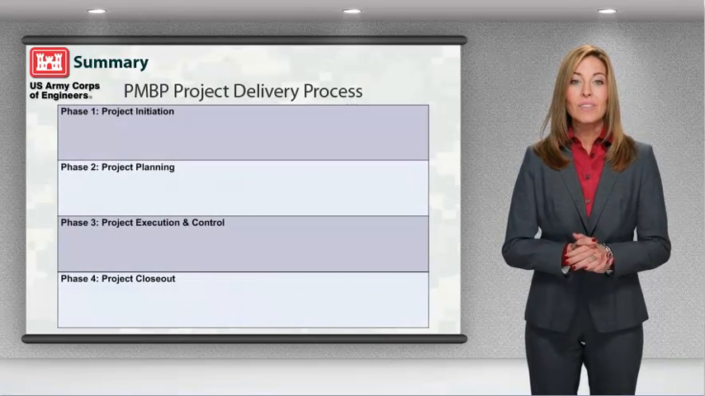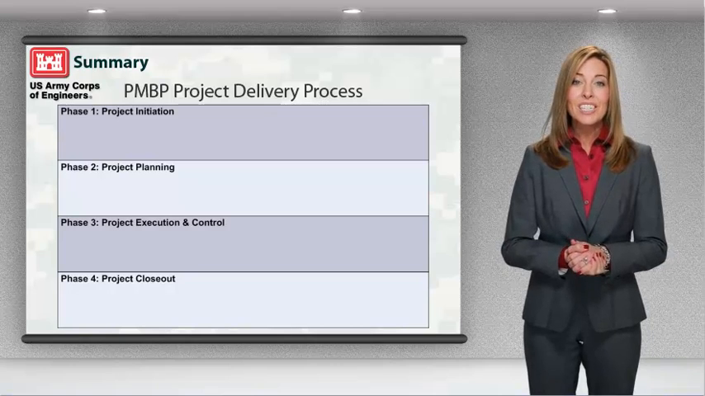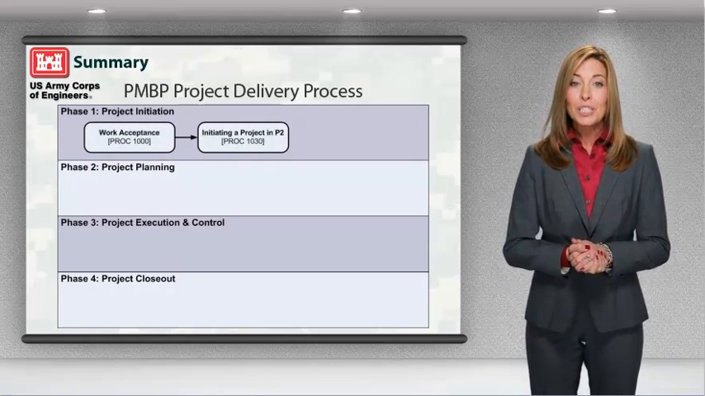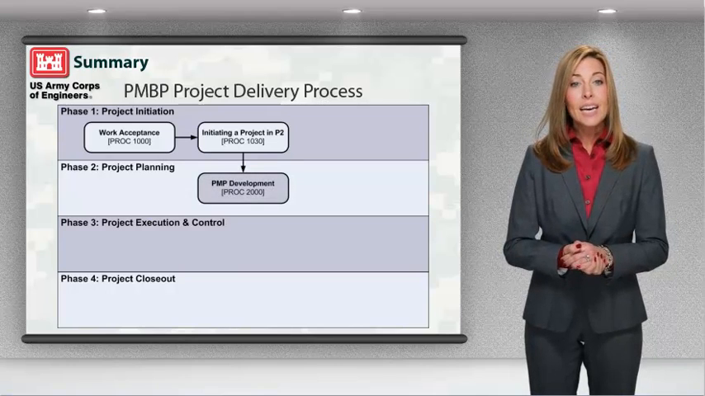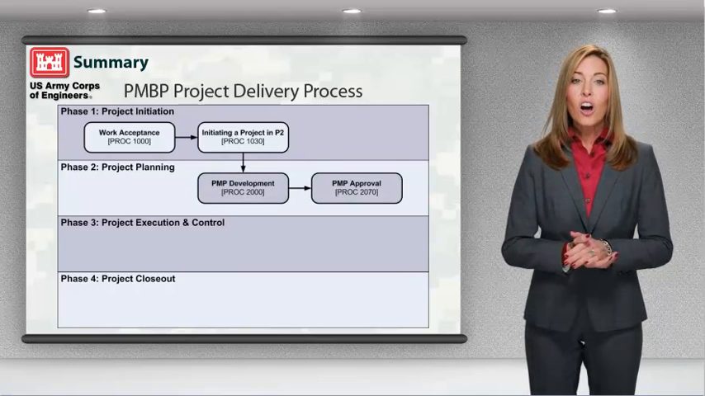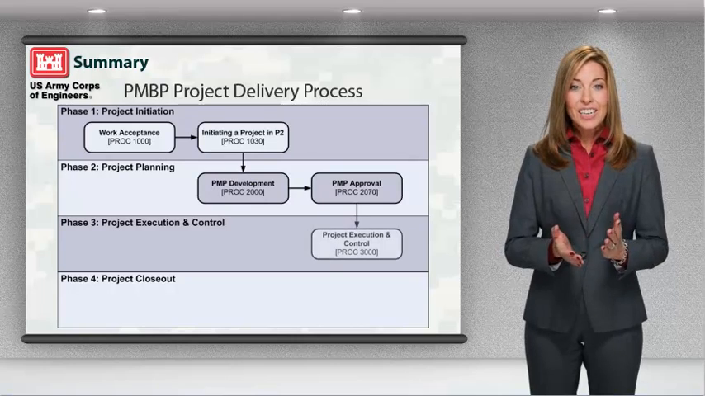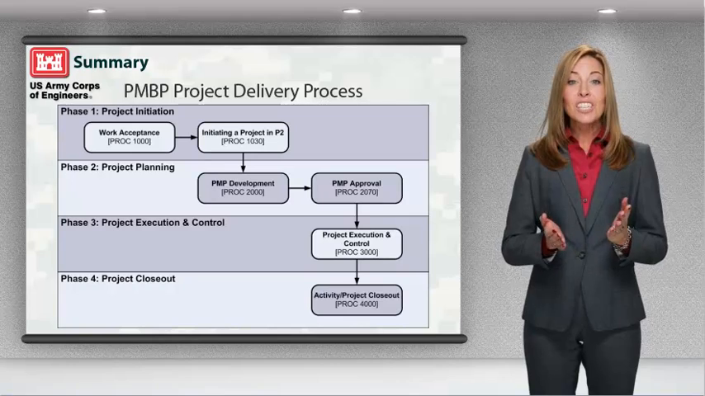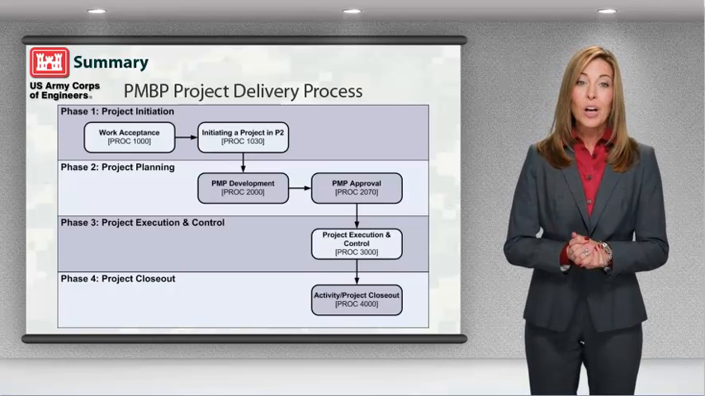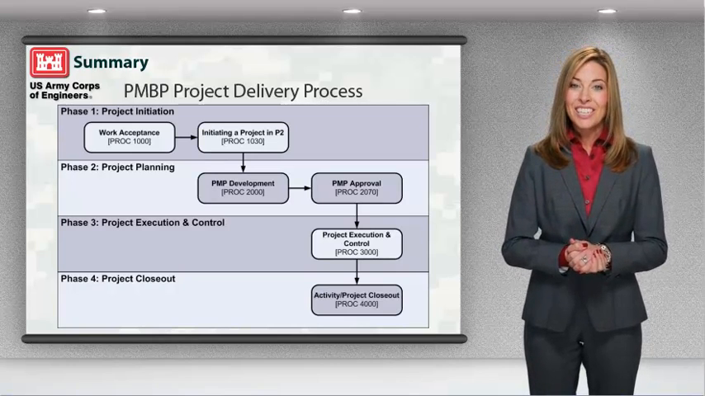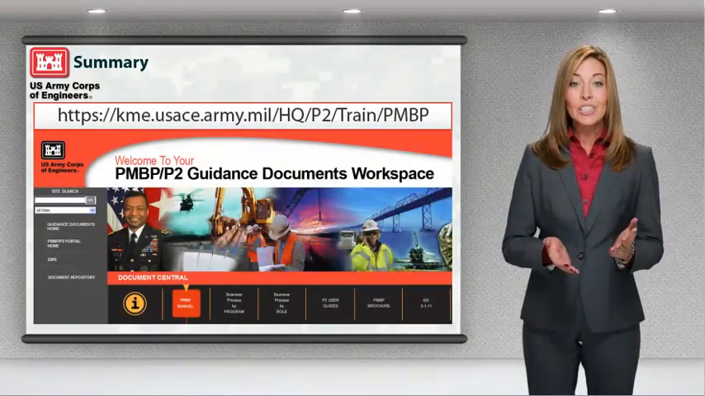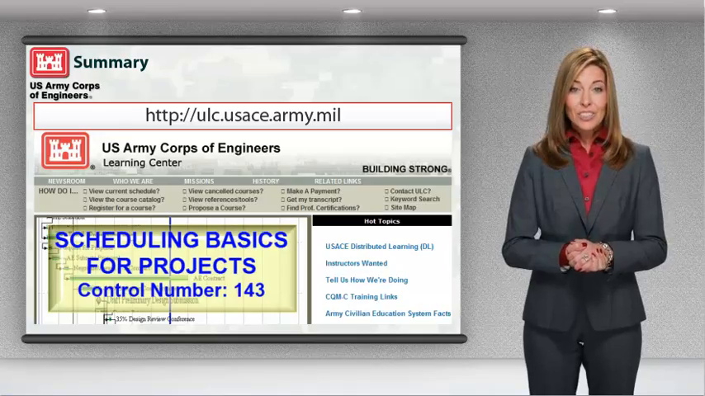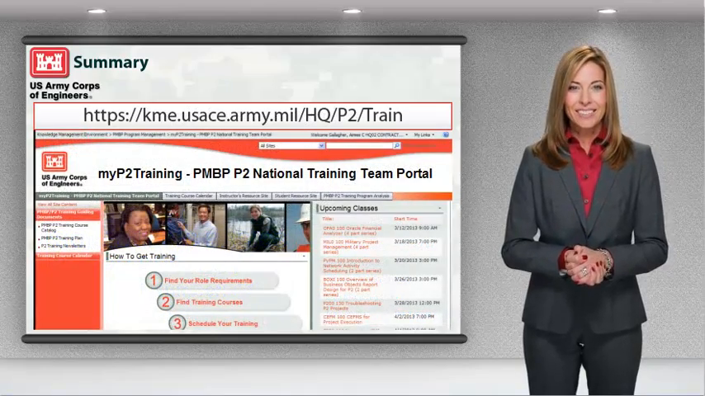I hope that you now have a solid understanding of the Corps of Engineers' processes to accept work, initiate a project in P2, develop the project schedule and budget, generate cost codes in CFMS, and finally, how a project is executed and closed. There are several resources that are available to help you learn more about the topics mentioned in this video. These include the PMBP Doctrine, Project Management Basic Technical Skills, and P2 Training.